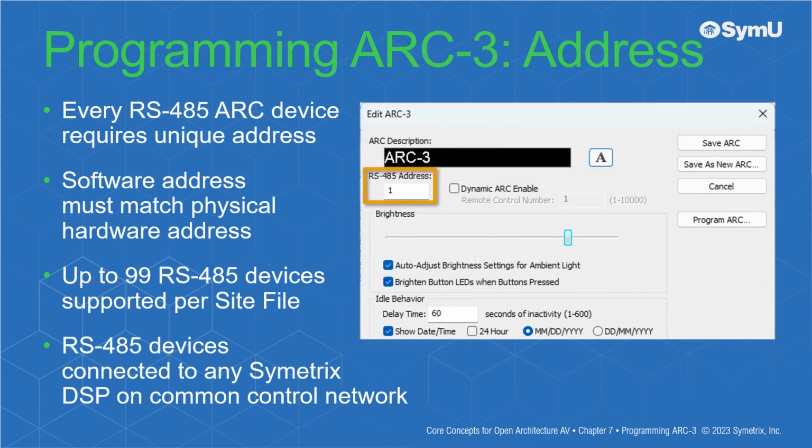Every RS-485 ARC device must have a unique address. The address entered here must match the address of the physical hardware to be programmed. Up to 99 RS-485 devices are supported per site file. The RS-485 devices may be connected to any Symetrix DSP on a common control network.